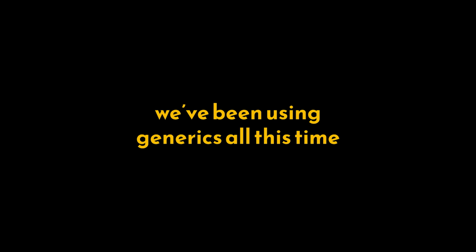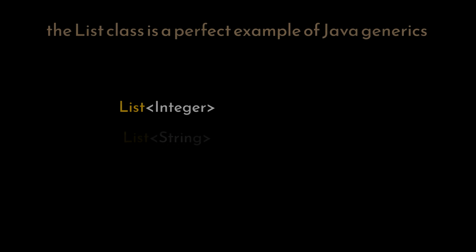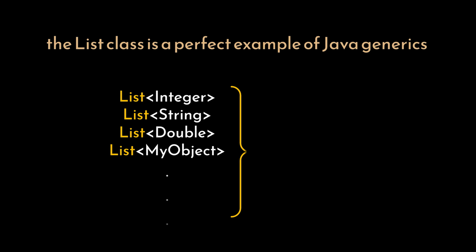Now, here's the thing, we've been using generics already without even thinking about it. Remember how we used a list of integers or list of strings? The list class is a generic class. It takes a type parameter so it can hold whatever type we choose.